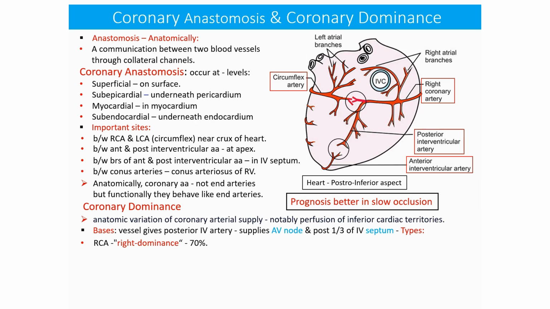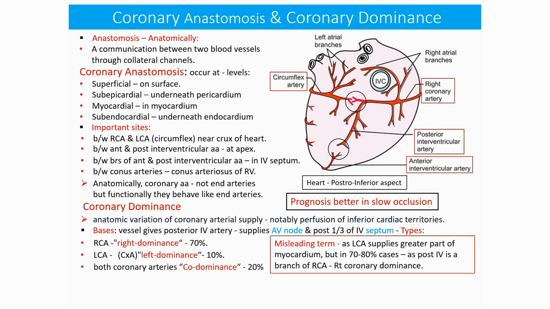posterior interventricular artery, hence the right dominance. Number two, in 10% of the cases, left coronary artery gives the posterior interventricular artery, hence the left dominance. In 20% of the cases, both the arteries collaborate with each other to supply the inferior cardiac territories, hence the co-dominance.